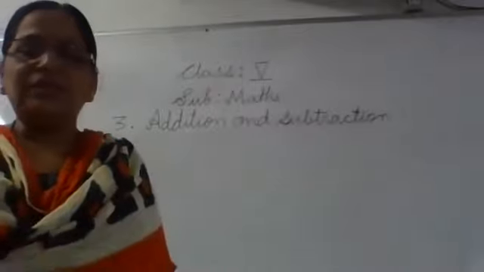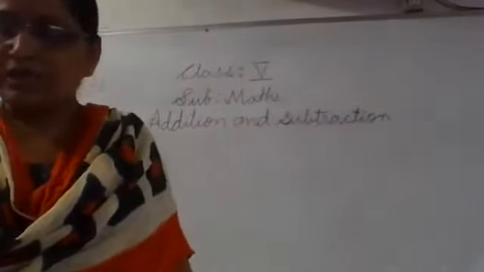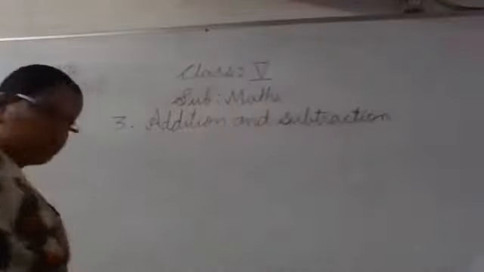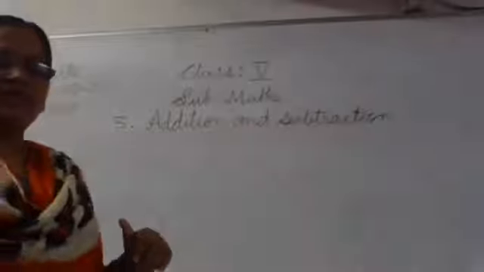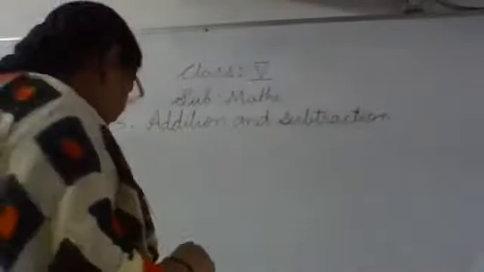Now see beta, all the given numbers are 5-digit numbers. Let's solve one question for 5-digit numbers. How to solve? First we will arrange all the numbers vertically and we'll start the addition from the right side, that means from the ones place. So let's see one example.